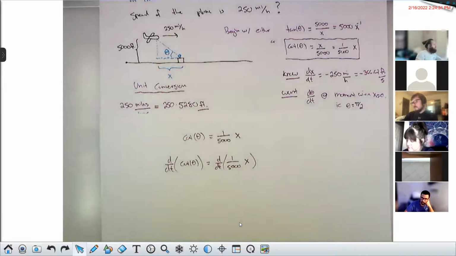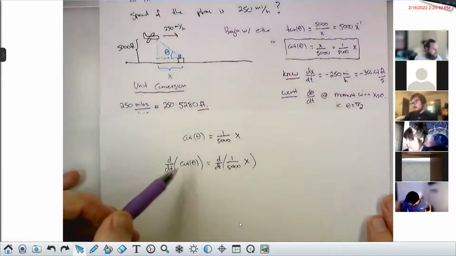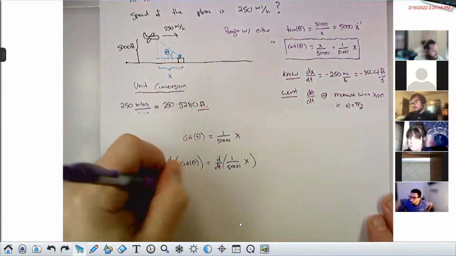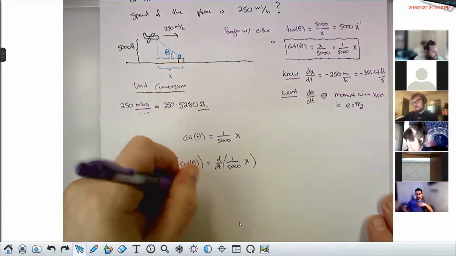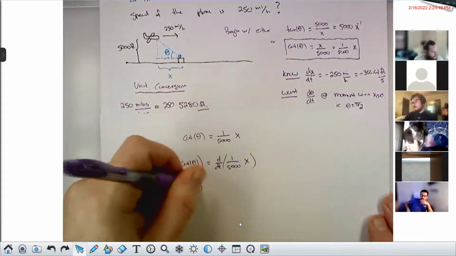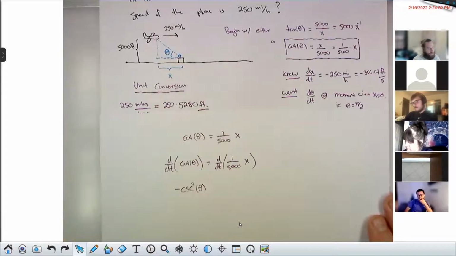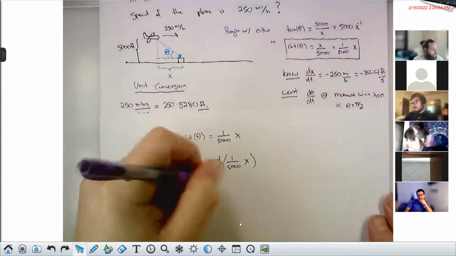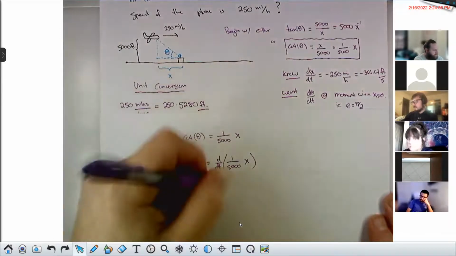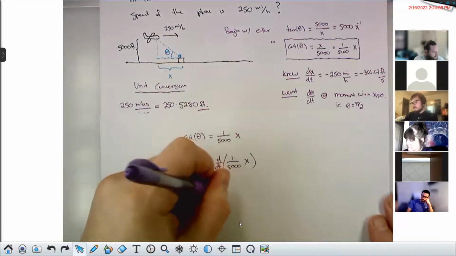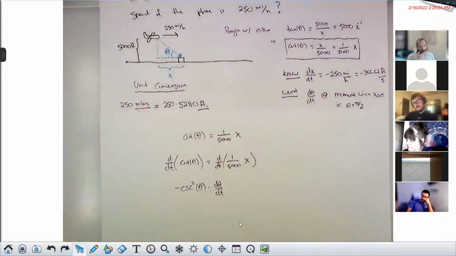Remember, this is implicit differentiation, so both the theta and the x get treated the same way y gets treated back in section 3.6. The derivative of cotangent is negative cosecant squared. Leaving the inside alone, we get negative cosecant squared theta. And then we need to multiply by the derivative of the inside, which would be d theta dt, or if you prefer that other physics notation, theta dot would be okay.